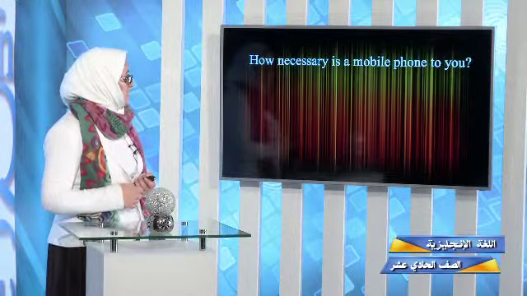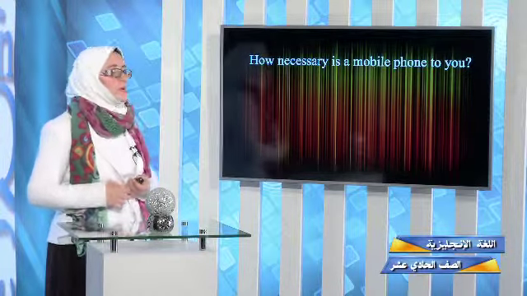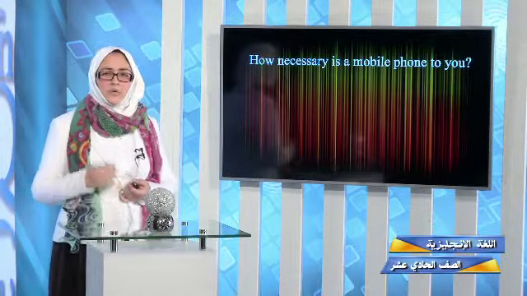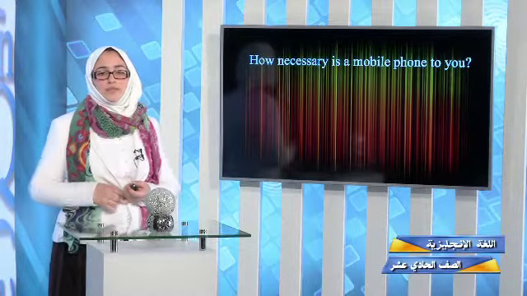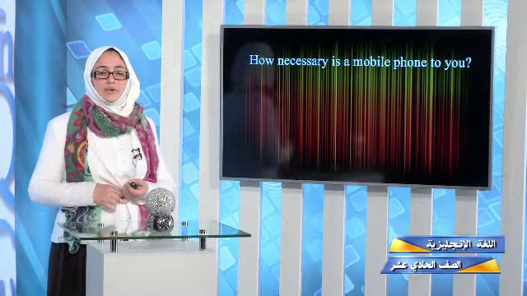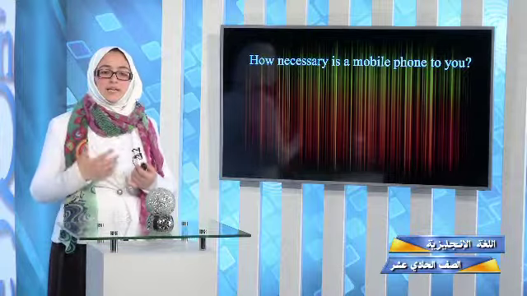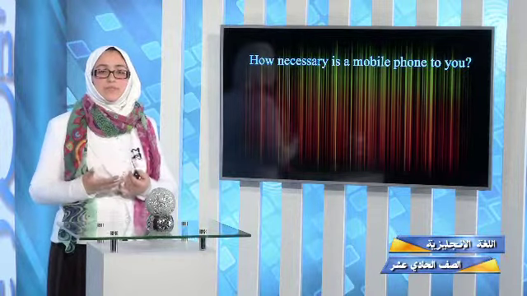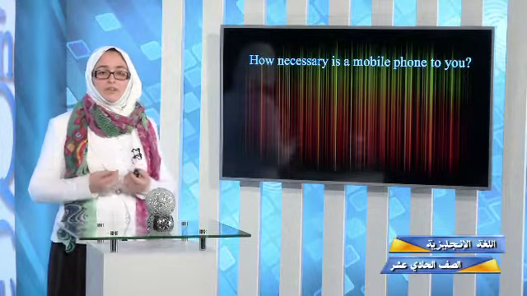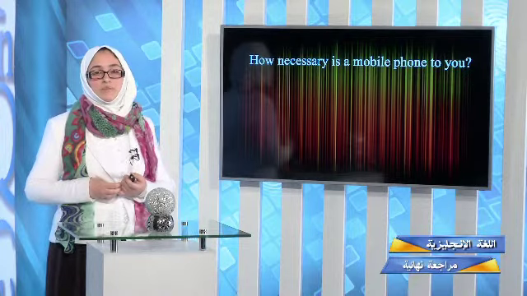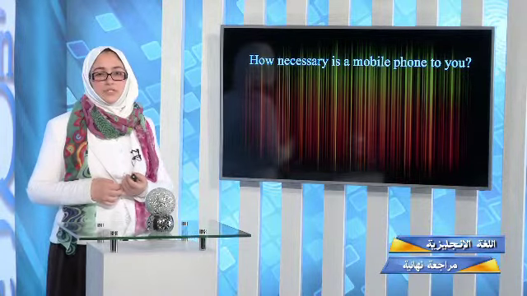Next question is, how necessary is a mobile phone to you? How important or essential is a mobile phone to your daily life? Of course, even without thinking of what this means in terms of the set book, the mobile phone is precious to a lot of people. So you can, of course, answer this question.